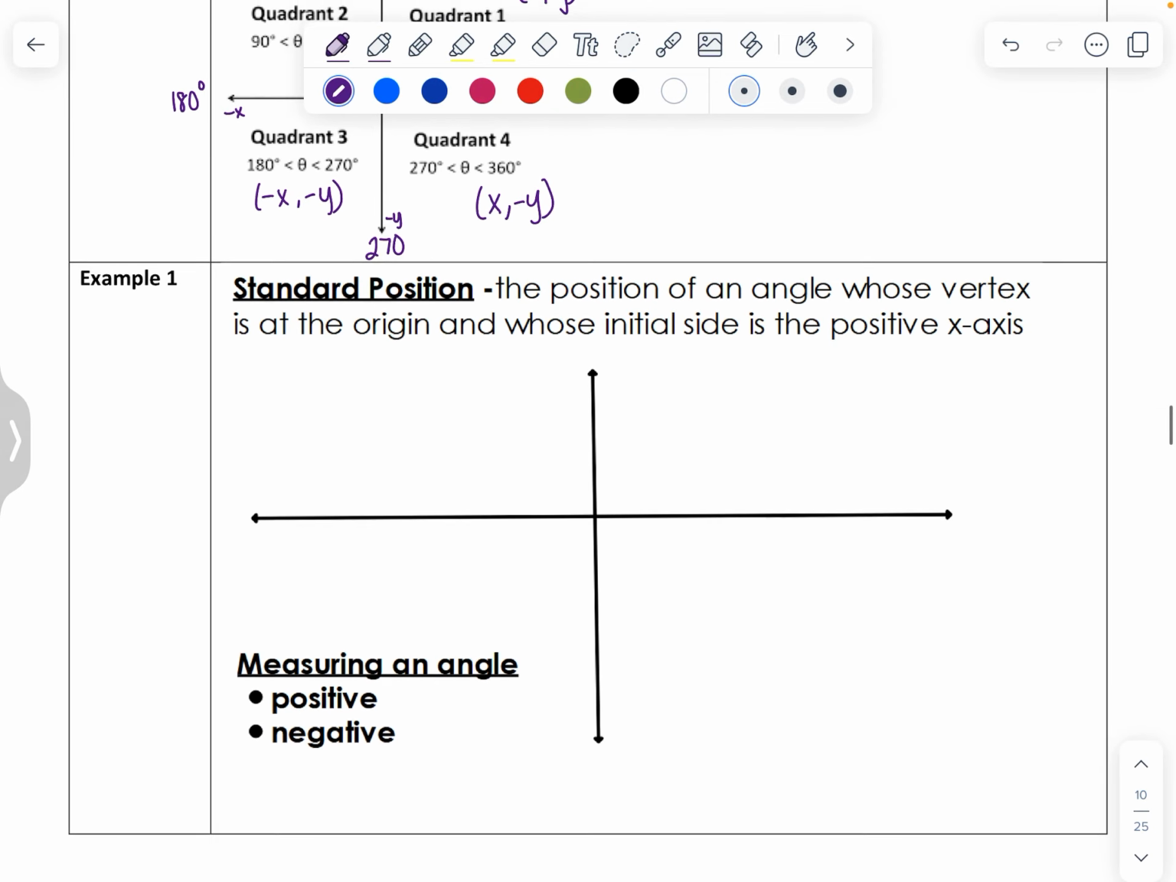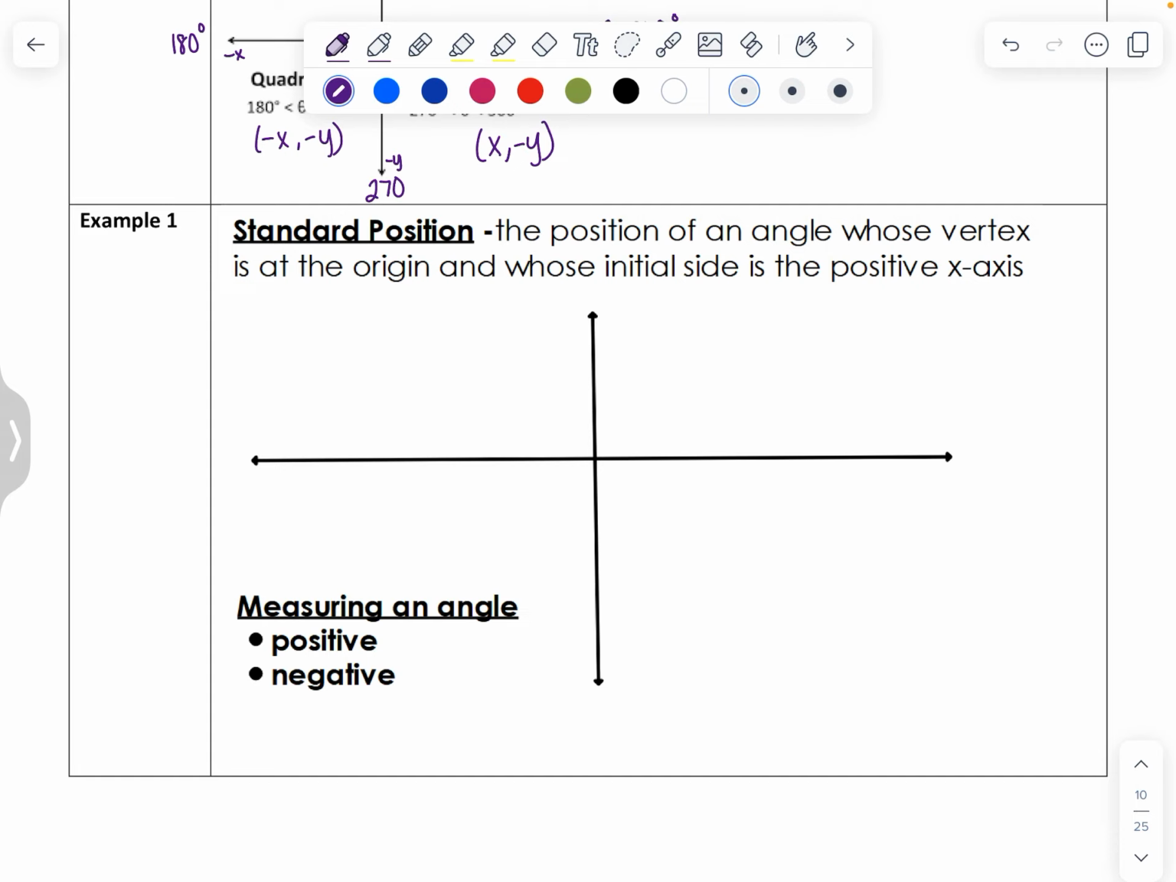When we draw angles in standard position, the vertex of your angle is at the origin. That's the 0, 0, the middle. And your initial side, the start of your angle, is always the positive x-axis. Then you can measure angles positive or negative depending on which way you go.